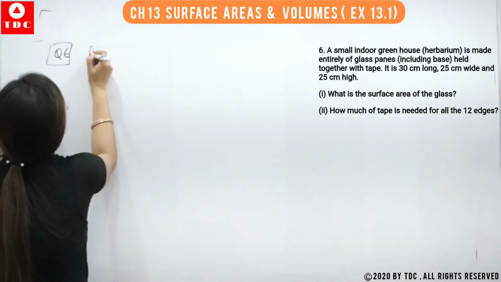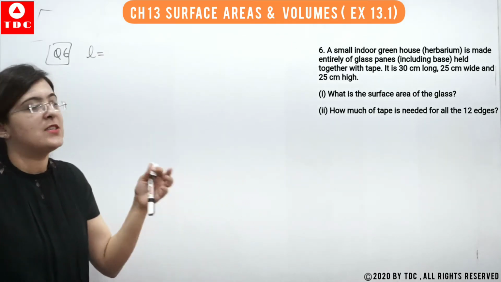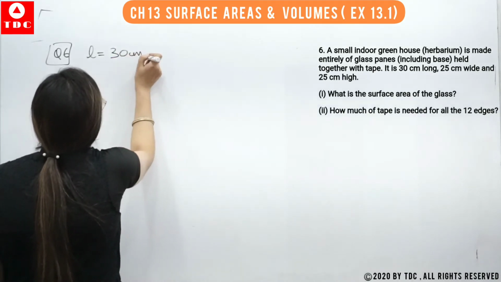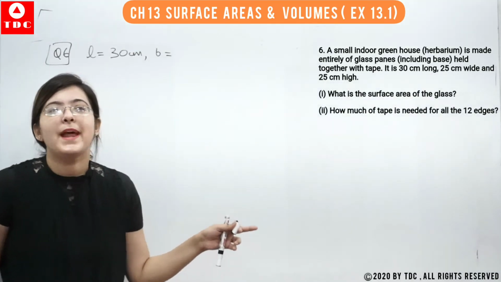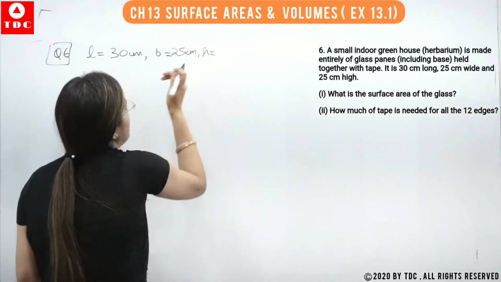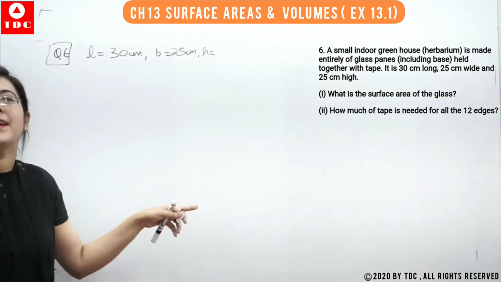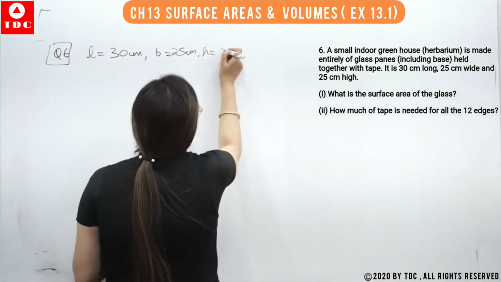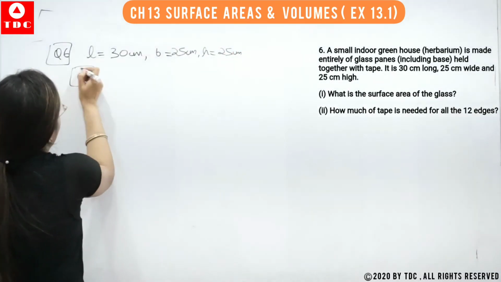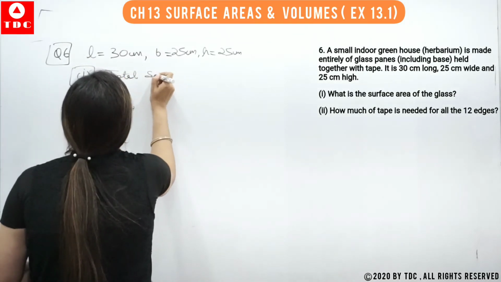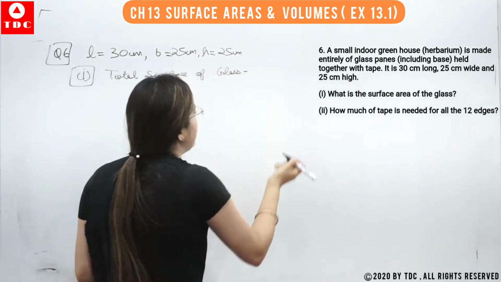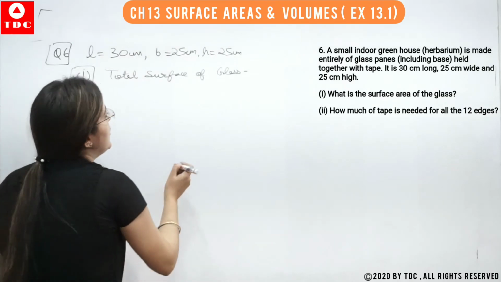What are the things given? Length is given as how much? See there, it is given 30 centimeter. Okay, the breadth is given as 25 centimeter. Okay, the length, breadth and height are given. Height is also given as 25 centimeter. Okay, so start the first part. What we need to calculate? Total surface area of glass.